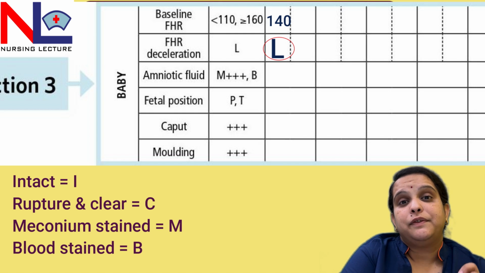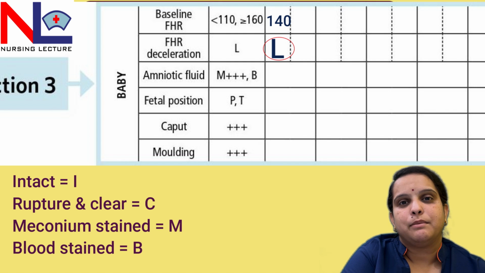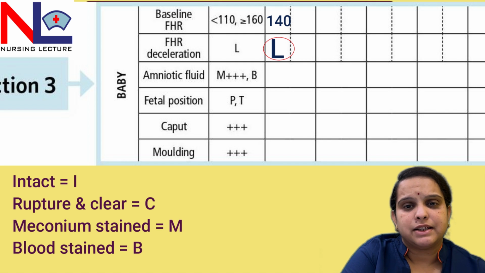But here, if the color of the amniotic fluid is stained with meconium, this also varies. Somehow it is not that significant, some with medium consistency, or somehow it is highly stained with meconium. That's how we can write 1 plus, 2 plus, 3 plus. Or B means blood stain.